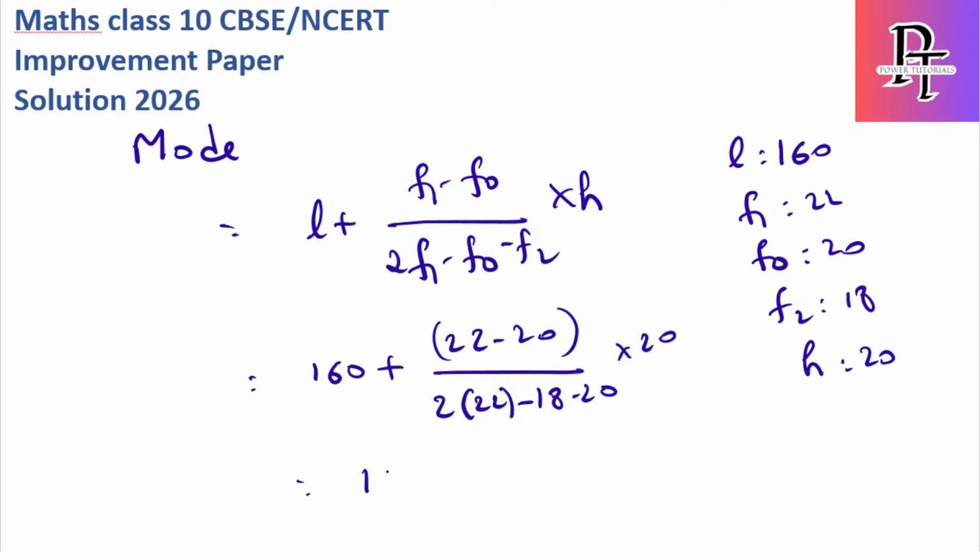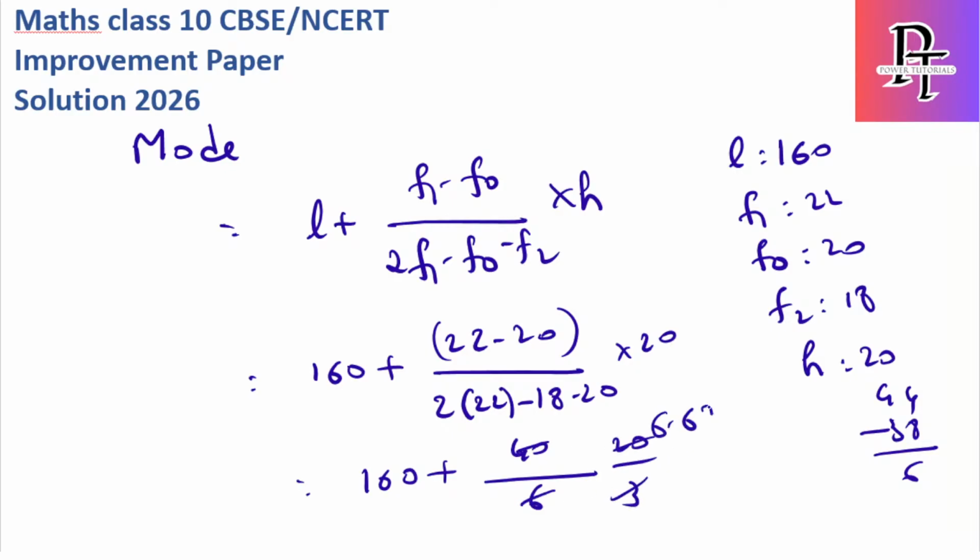Okay, so we'll get 160 plus 22 minus 20 is 2, 2 into 20 is 40, 40 by 44 minus 38. 44 minus 38 is 6. So 6 by 40 is 2 3's, 2 20's. So we'll get 6.66 or 6.67. So the mode value is 166.67. Okay, so in this way the mode value is also calculated.